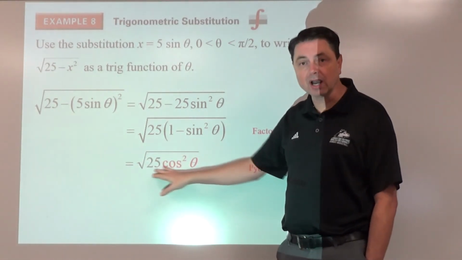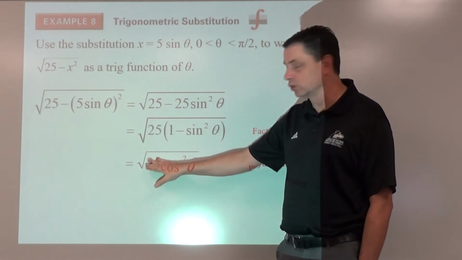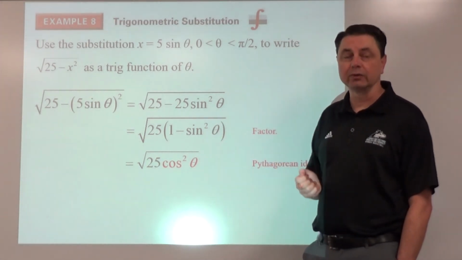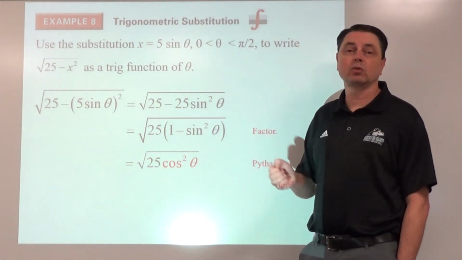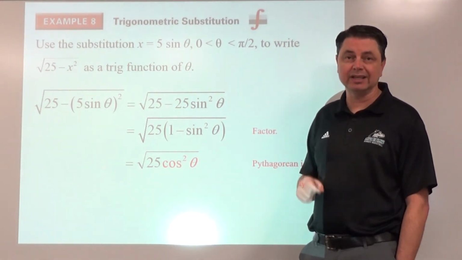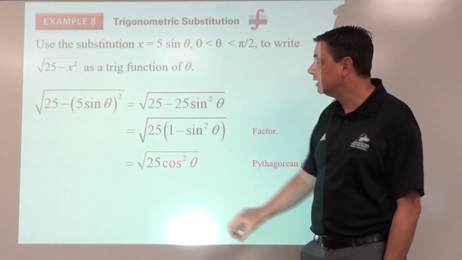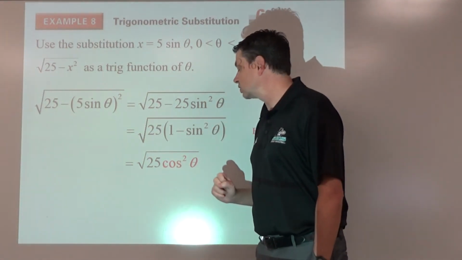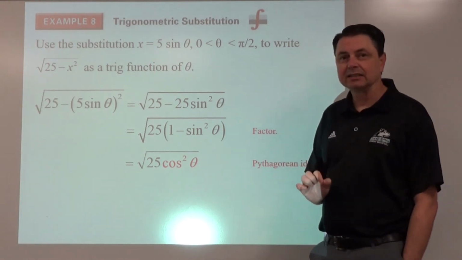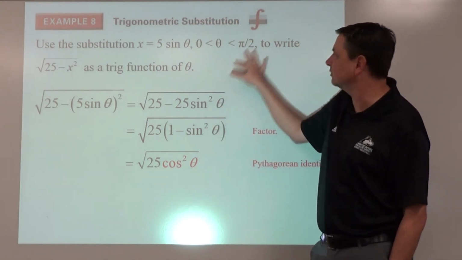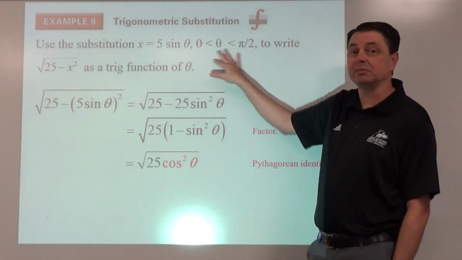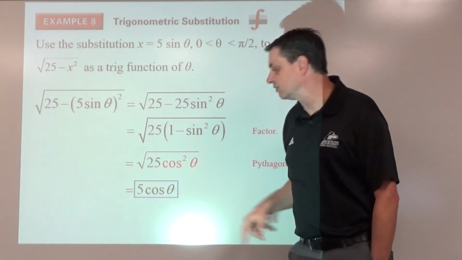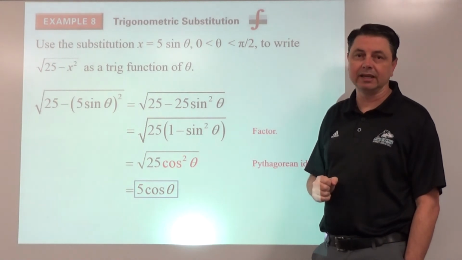Now, because it's a product, we can square root both parts, as there is a property for square roots and other radicals. But the square root of the product, a times b, is the square root of a times the square root of b. So we get the square root of 25, 5, square root of cosine squared theta. In this case, because of this condition, saying theta has to be in quadrant 1, where cosine is positive, we would just get 5 times cosine theta.